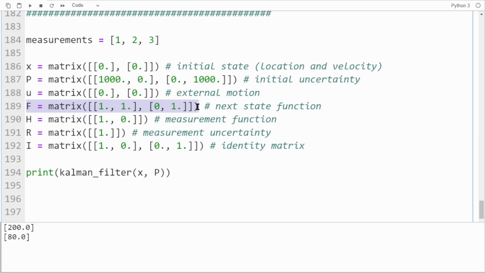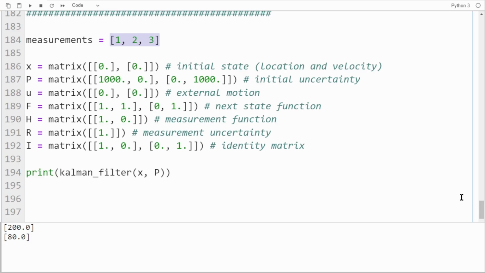I build a next state function, which is the one we just discussed, 1, 1, 0, 1. That assumes that the velocity is just being added to the position, and the velocity in expectation stays the same. I build a measurement function that extracts just the first of the two values, 1 and 0, so I can observe the location but not the velocity. I have a measurement uncertainty, happens to be 1 in this example, and I have an identity matrix, 1, 0, 0, 1. And then I run a filter with these three measurements over here.